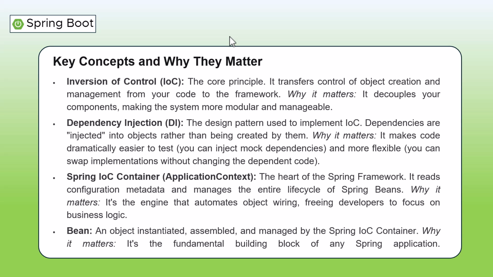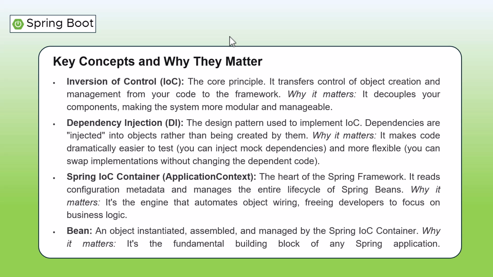With IOC, you go to the librarian, tell them which book you need, and they go and get it for you. The control of finding the book has been inverted. It's now the librarian's responsibility, not yours. In Spring, this librarian is called the IOC container, or sometimes the application context. It's a central part of the framework that manages the lifecycle of your application's components. You tell the container what components you have, and how they relate to each other, and the container takes care of creating them, wiring them together, and managing them.